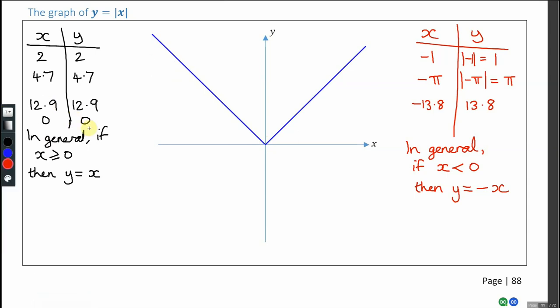Both of these two lines are at 45 degrees to the x-axis. That's not massively important, but it's worth being aware of. That's 45 degrees to the x-axis, and so is that, which means there's a right angle between them. So there we go. That's the graph of y equals the modulus of x.